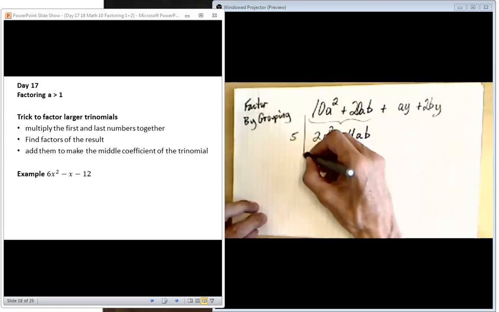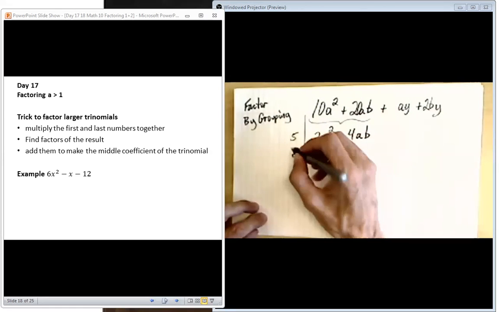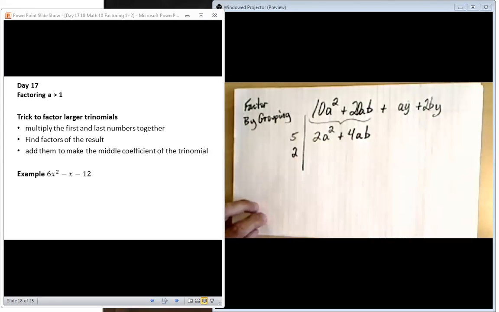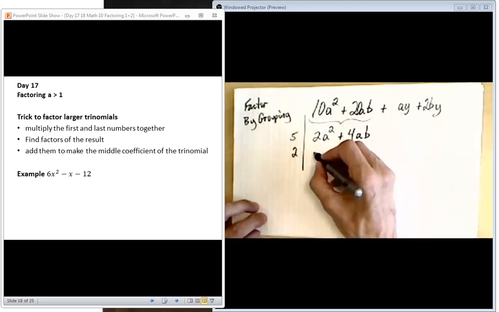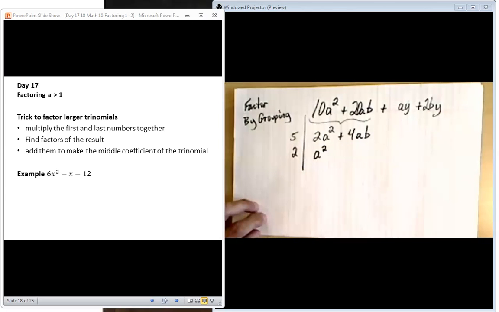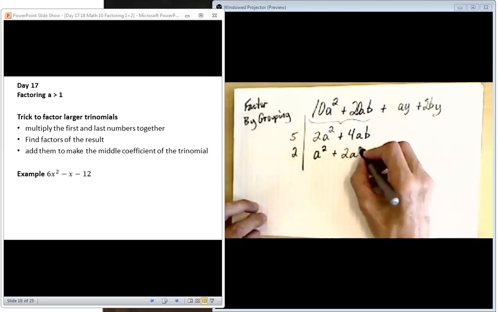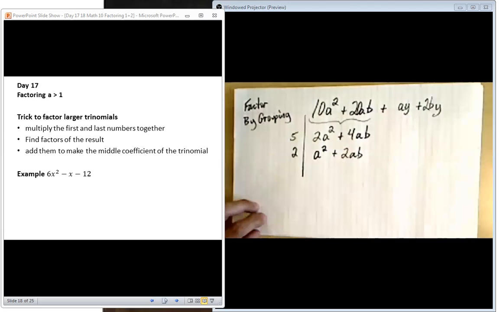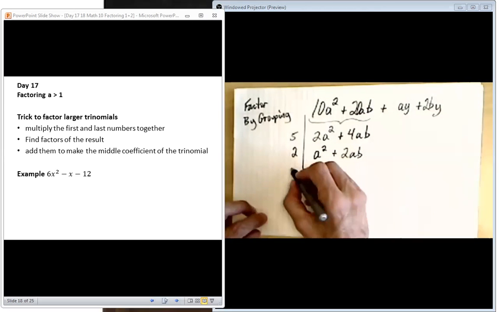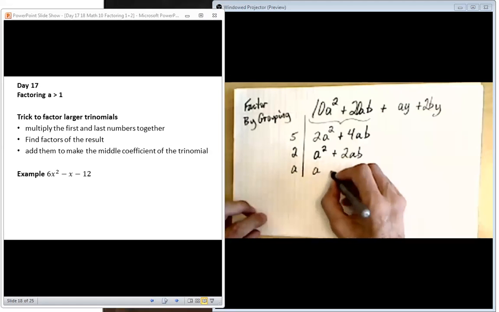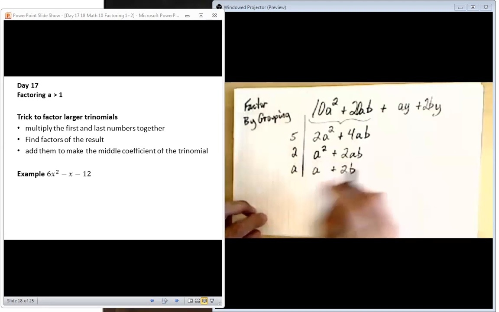What else then? What's next? 2 again? Yeah, good. That can go in. What does that leave us with? Oh, a squared, yeah. Plus 2ab. That looks good. A for sure. Similar letters after you got the numbers. Nice. A plus 2b like that. Yeah, that's it for this one.